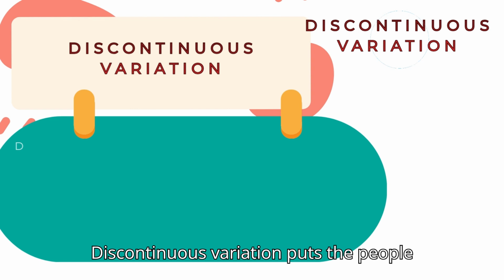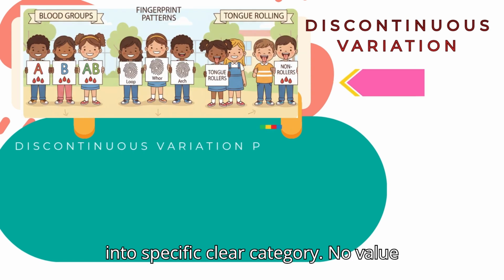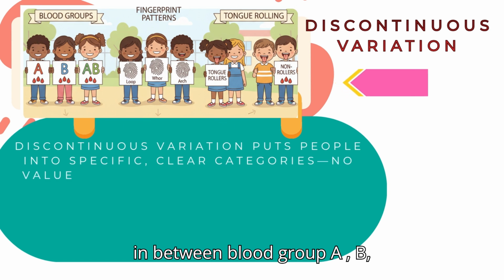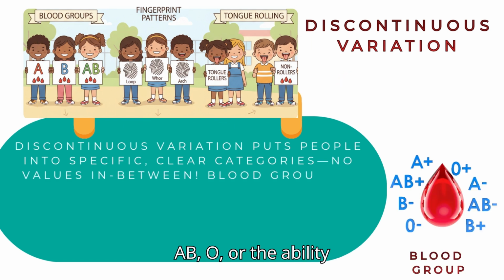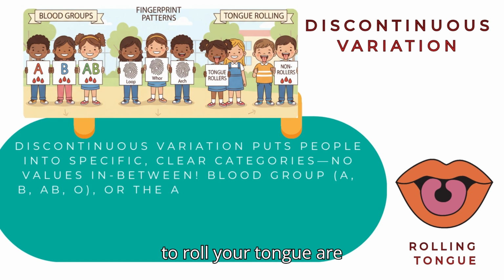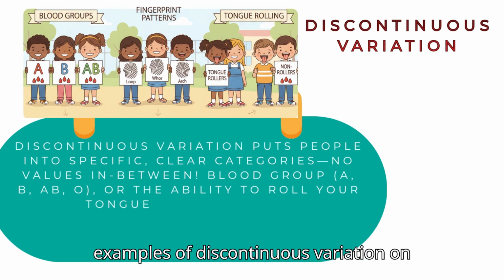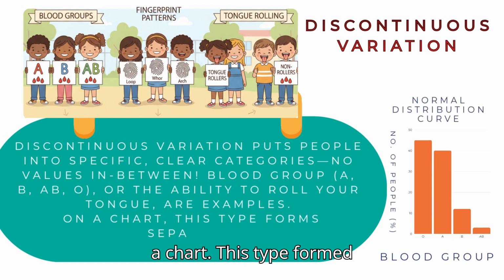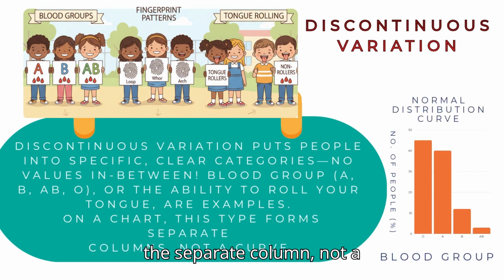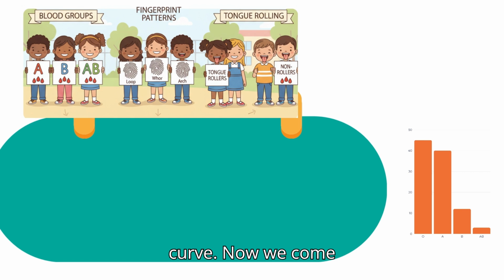Discontinuous variation puts people into specific clear categories, with no value in between. Blood groups A, B, AB, O, or the ability to roll your tongue are examples of discontinuous variation. On a chart, this type forms separate columns, not a curve.